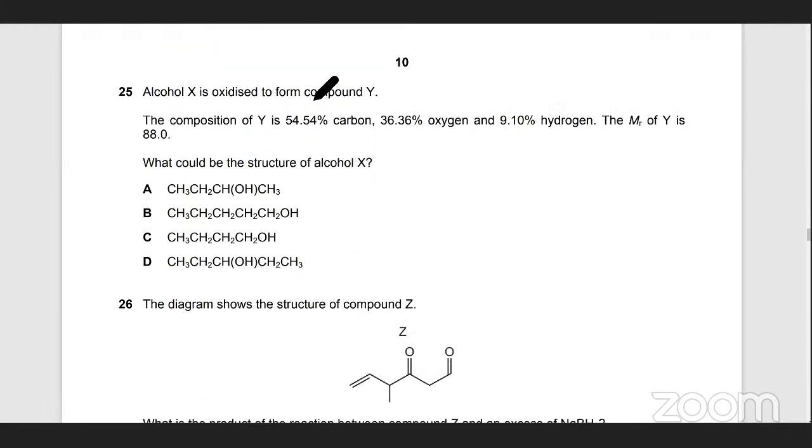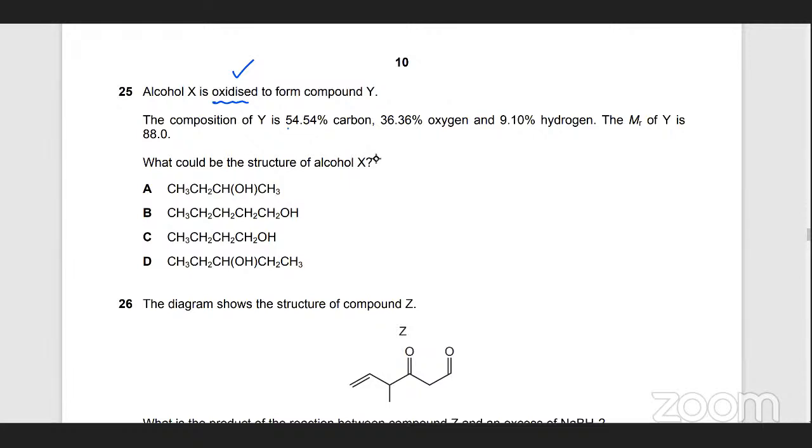So next one is an alcohol is oxidized to form compound Y, and the composition is given and the Mr is given. What could be the structure of the alcohol X? As a first thing, it is getting oxidized. Okay, that's one hint. Quickly tell me what the empirical formula is.